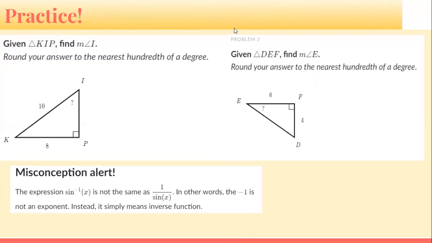I want you guys to take a calculator and try doing these problems on your own. I would give you 2 minutes. Is that okay with everyone?